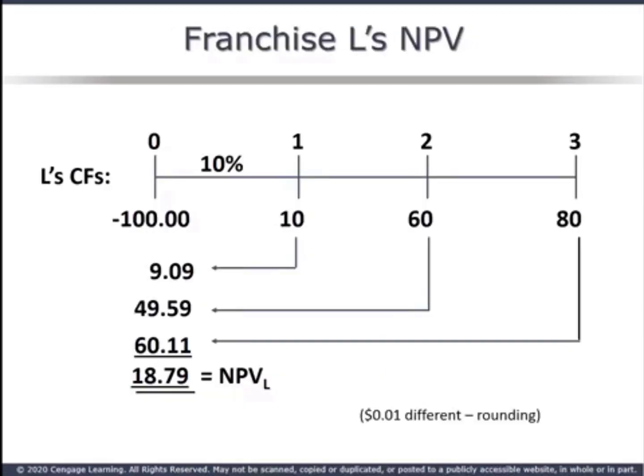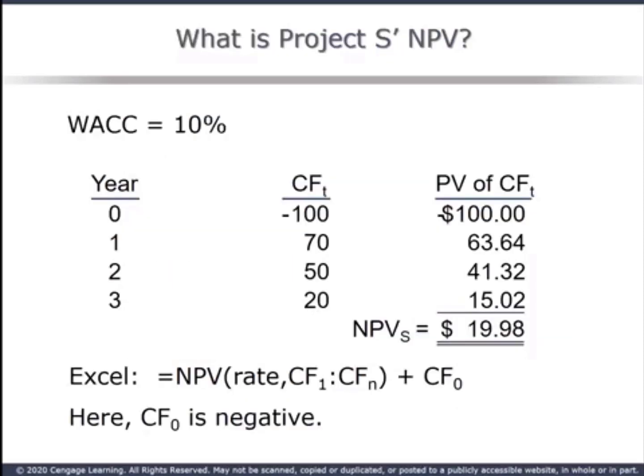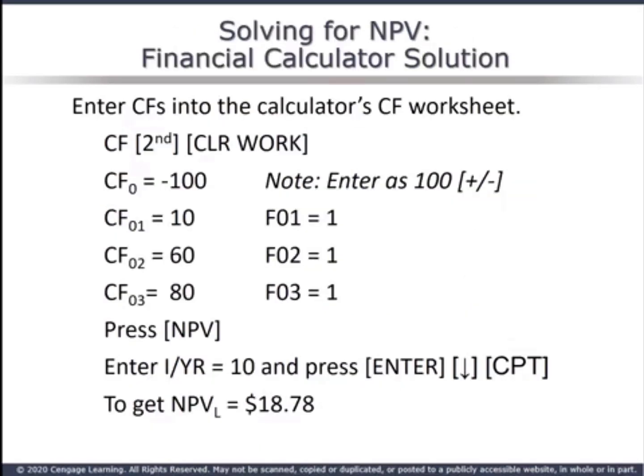This shows Project L's cash flows placed on a timeline and discounted. Project L's NPV, $1879. Looking now at Project S, we find an NPV of $1998. Since this calculation is perfect for the TI Business Analyst 2 cash flow worksheet, we'll work through one. I suggest you get your calculator and follow along.